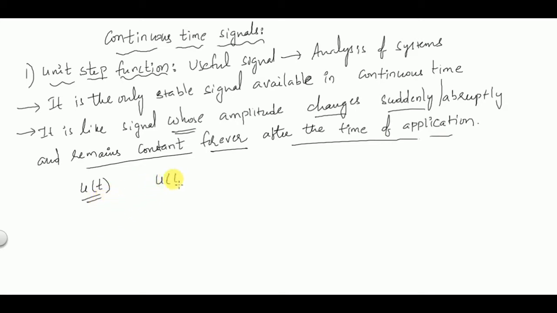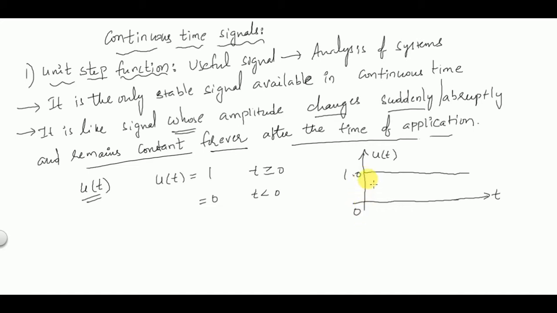U of t is equal to 1 for t greater than or equal to 0, and equal to 0 for t less than 0. Pictorially it is represented like this, u of t versus t, with a constant amplitude of 1. At 0 its amplitude suddenly changes from 0 to 1 and remains constant forever after the application at t equal to 0. This is called the unit step function.